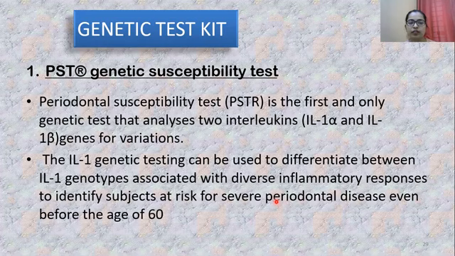It also helps in identifying different genotypes of interleukin, which is very much involved in periodontal disease progression, and it is associated with diverse inflammatory responses, to identify subjects at risk for severe periodontal disease even before the age of 60.